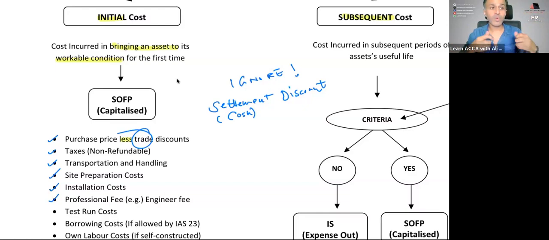Or if you have used your own labor to install the plant, in that case the labor cost even will be capitalized. Labor cost is normally expensed out. But when your own labor is involved in installing the plant, then it becomes a part of installation cost, and installation cost then will be capitalized.